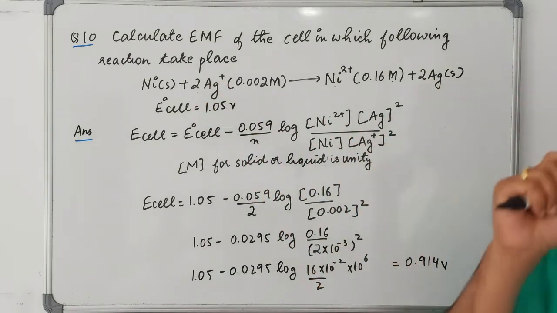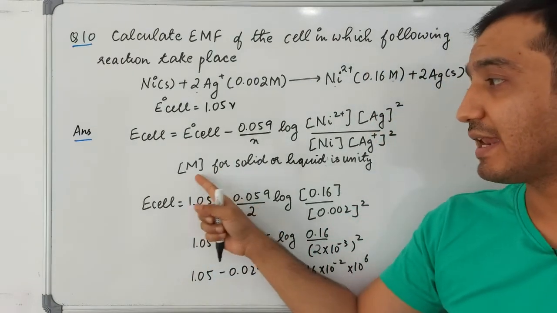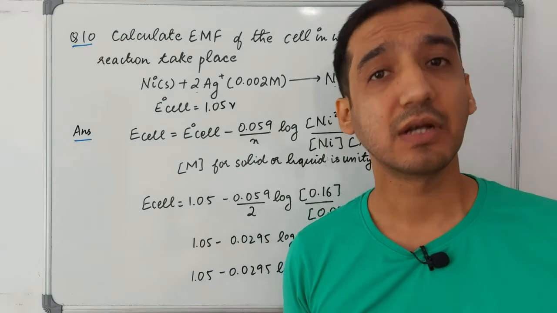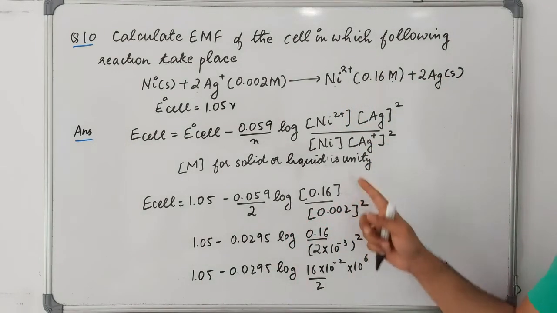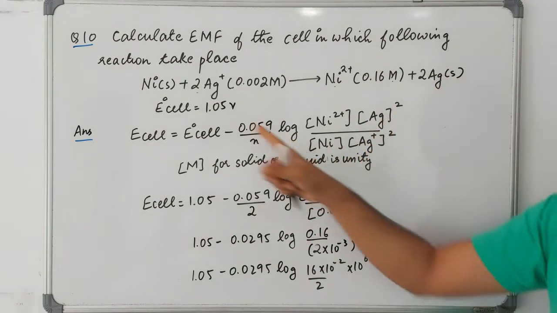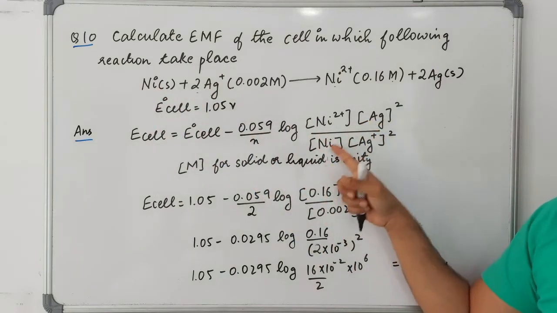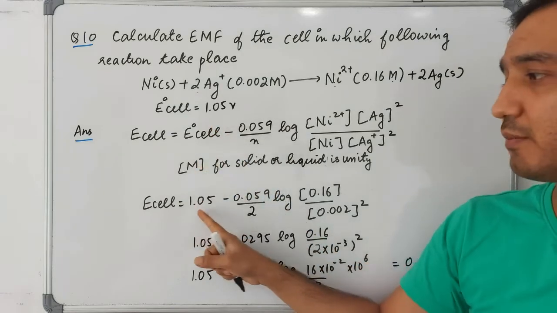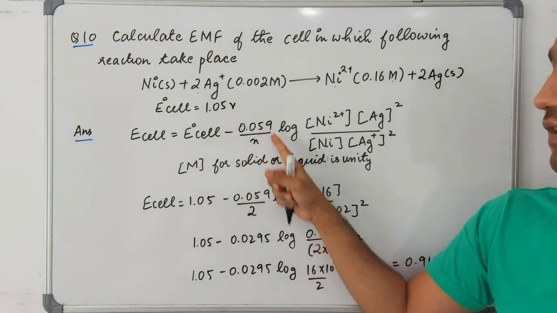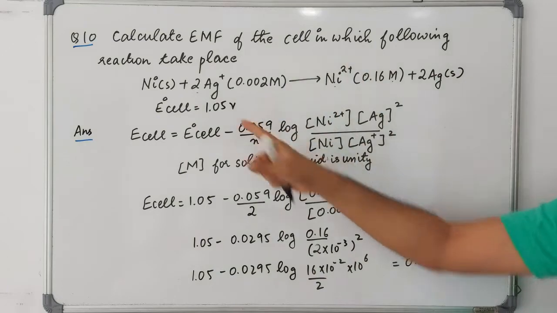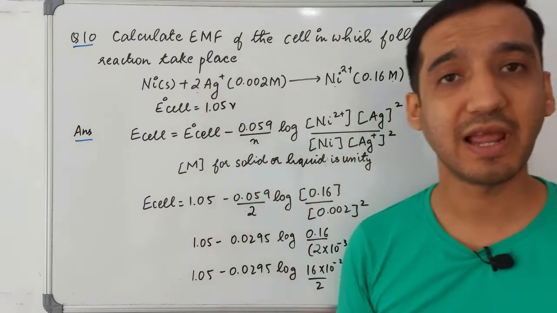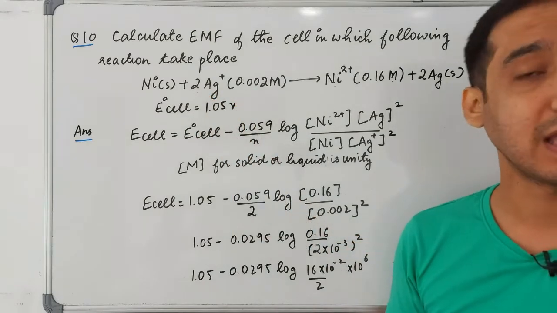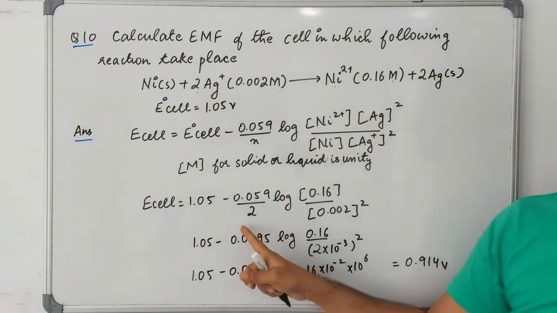Next important point: for any solid and pure liquid, the concentration is constant, so we can consider it as 1. So for Ag and nickel solid, we can ignore them. As a result, E of the cell is equal to E naught of the cell, already given as 1.05, minus 0.059 by n. Now how many electrons are exchanged? Nickel is giving 2 electrons and 2 silver are accepting 1 electron each, so the exchange of electrons is 2.